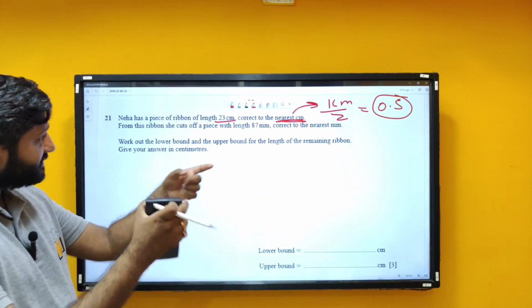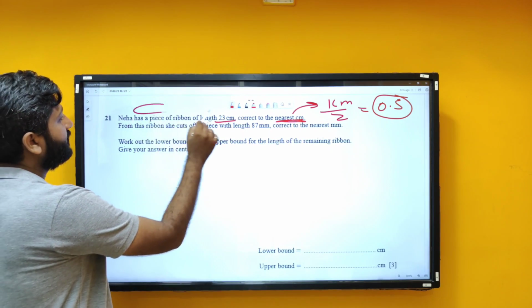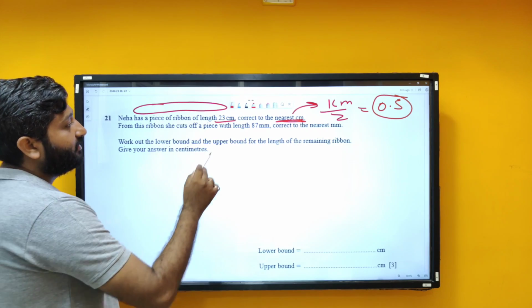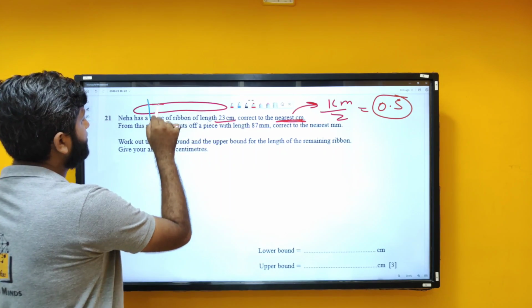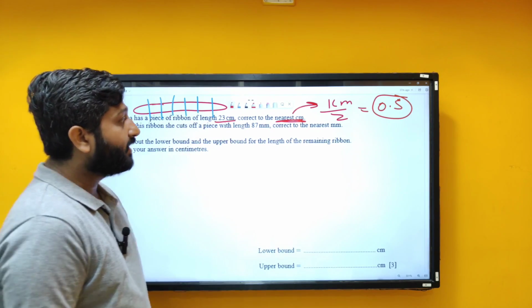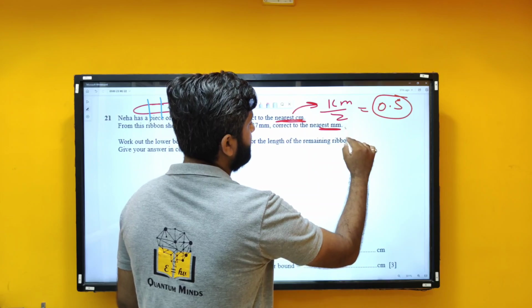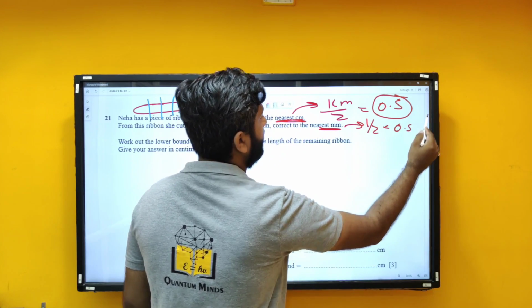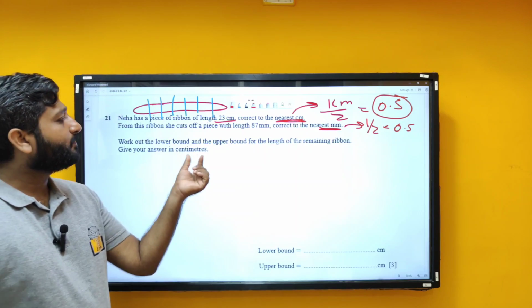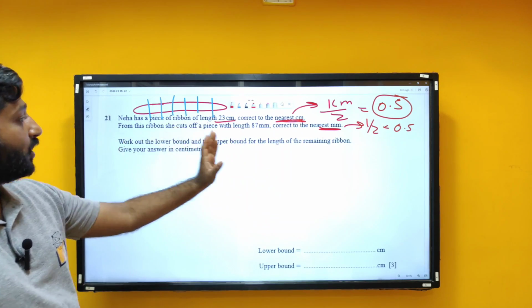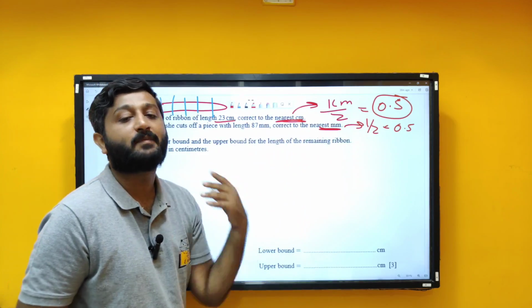Okay. From this ribbon, let's say this is the ribbon, she cuts off a piece of wire with length 87 mm. Correct to nearest mm. Nearest mm means 1 mm. 1 divided by 2 is 0.5. Find the lower bound and upper bound for the length of the remaining ribbon.